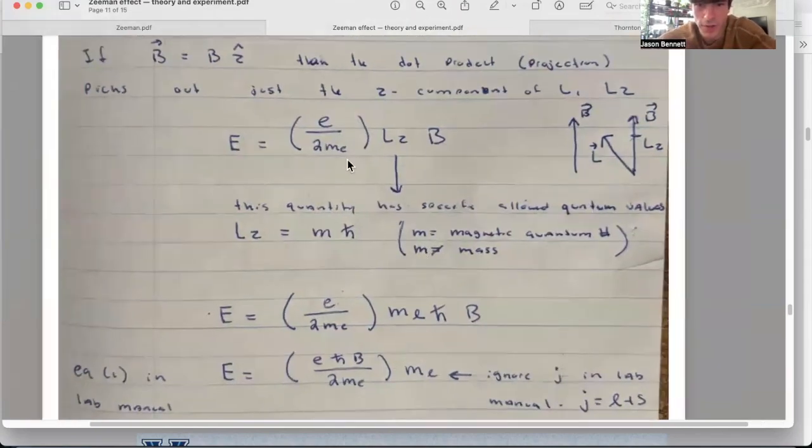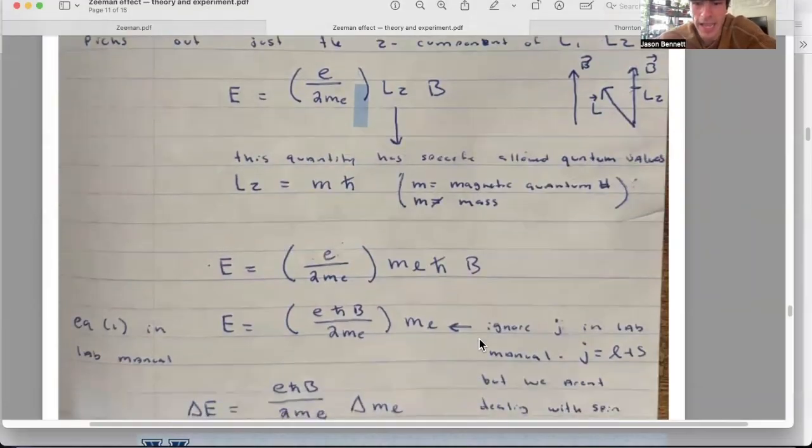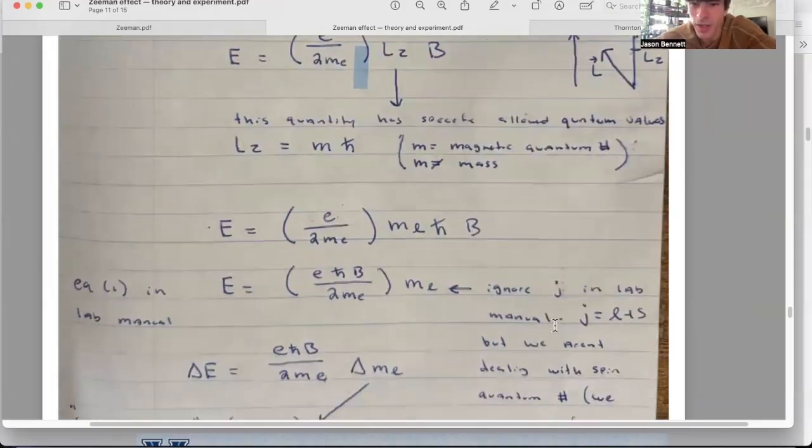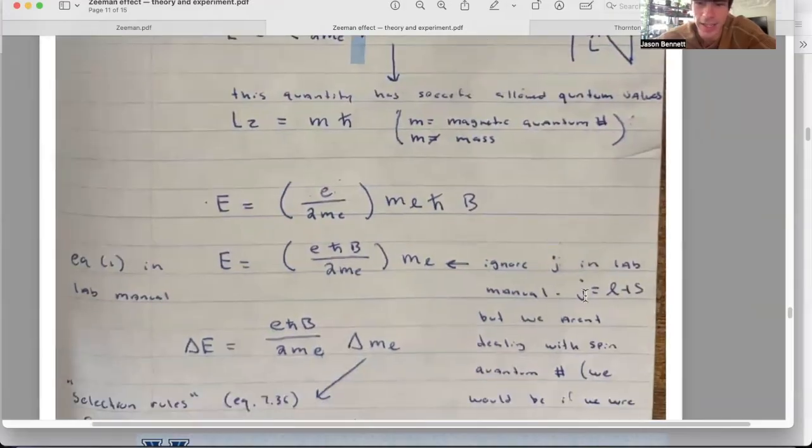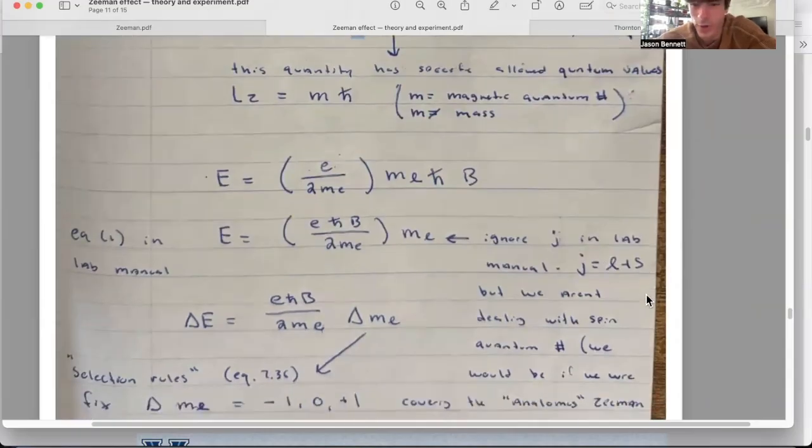Just for reference, we've got some multiple M's here. There's a reason there's a little e on here: m_e is the mass of the electron, and M is the quantum number, the magnetic quantum number. Okay, so again, we're ignoring J's in the lab manual. J is technically the addition of L and S, the quantum numbers. We are not dealing with the spin quantum number.